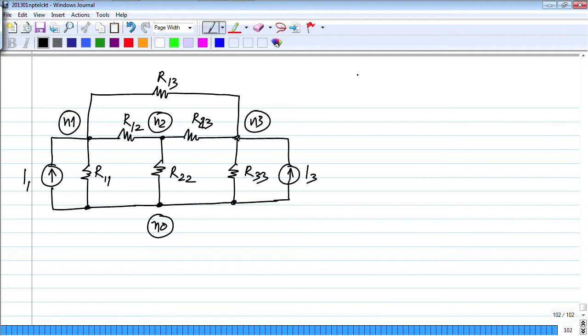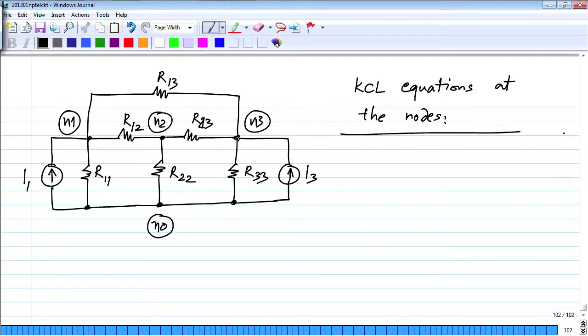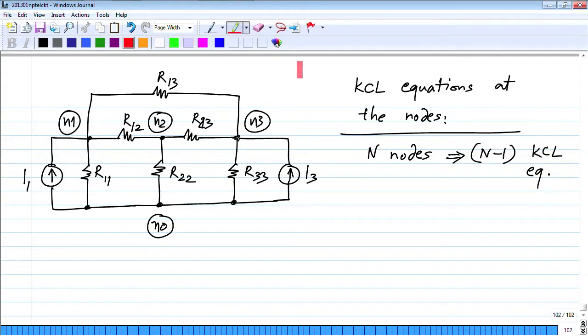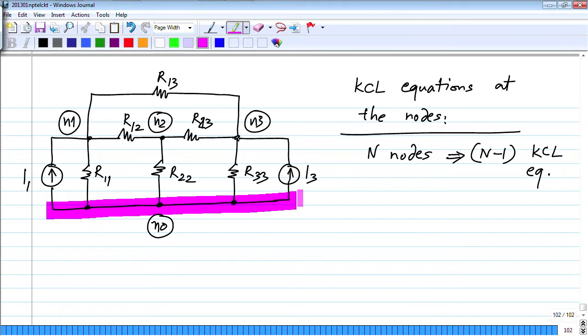Now I said that we'll start with KCL equations at the nodes. Okay. Now if we have n nodes, it means that we have n minus 1 independent KCL equations. That is, if you have n nodes, you will write this KCL at n minus 1 nodes, and at one of the nodes you will not be writing the equation. Okay. In this particular case, we have 4 nodes and we will not be writing the equation at one of the nodes. Okay. Alright, let me choose that to be this bottom node n0.